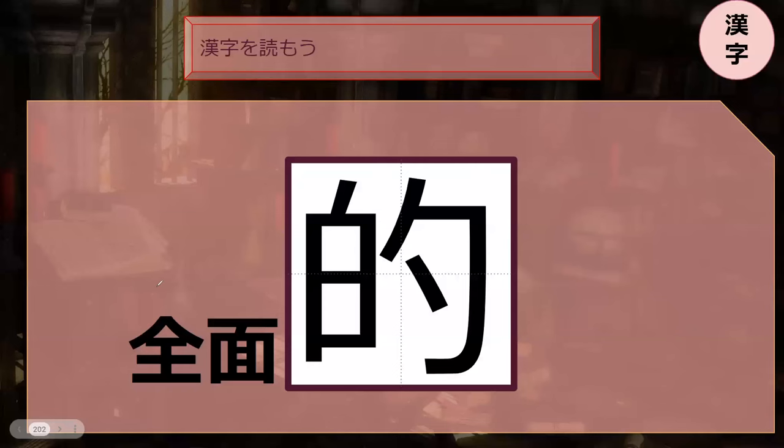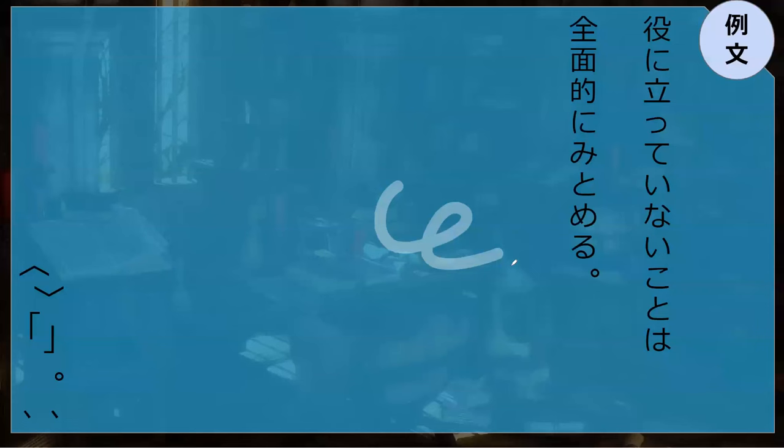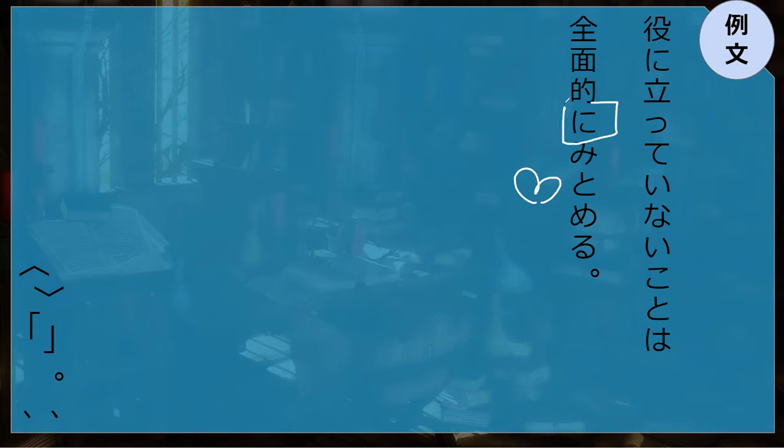Next. So this right here was our 100% completely word. It started with "zen men." What did it end with? "Zen men teki." Perfect. Nice. Can you read the sentence for me? "Yaku ni tatte inai koto wa zen men teki ni mitomeru." "Mitomeru" is to recognize, to acknowledge. And the action is being described by the "ni," which is "zen men teki ni." Acknowledge completely.